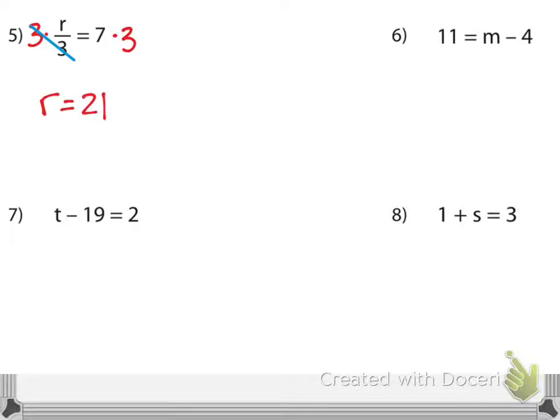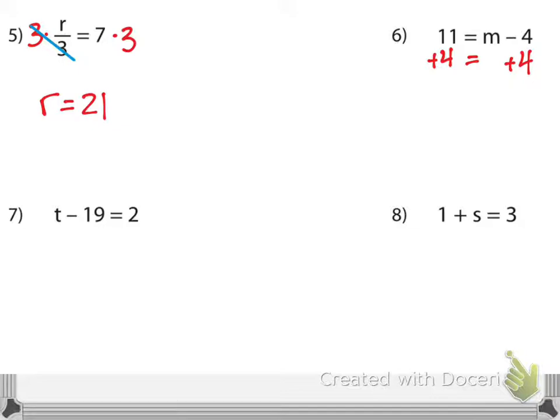Excellent. Great job. So Samantha, what operation am I going to be doing to solve number 6? Addition. Perfect. And what am I going to add? I'm going to add 4 to both of them. Yeah, 4 on both sides. So then what happens?